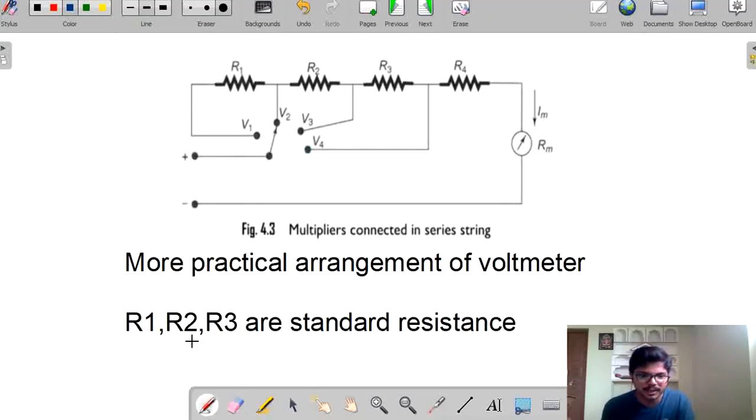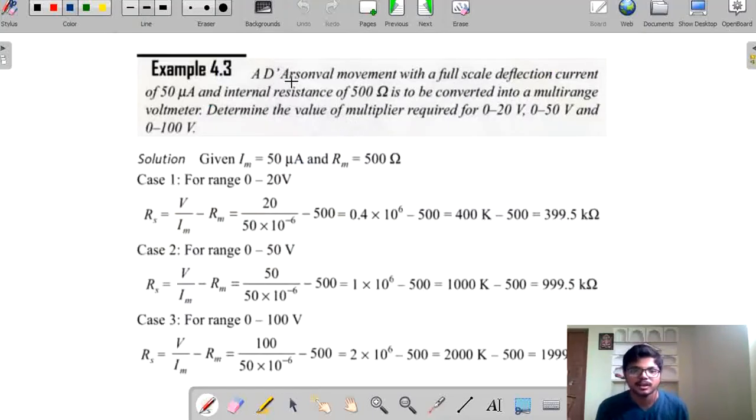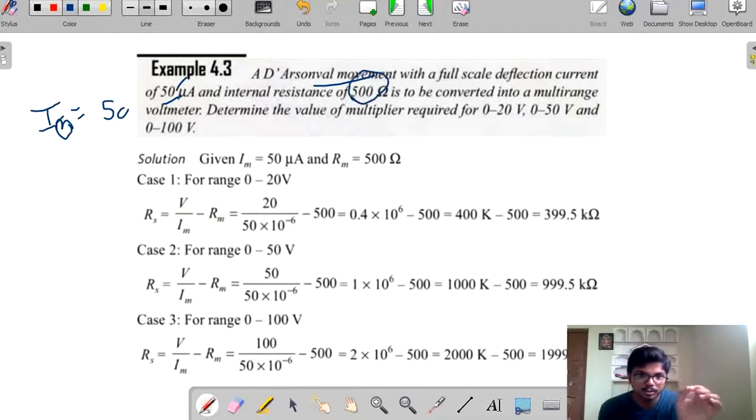See, this concept I will explain with a problem so that you will get more clarity. Here, my movement has a full scale deflection current of 50 microamperes. I have already said that if anything is the movement, we indicate it with M. They have given Im as 50 microamperes and the internal resistance Rm as 500 ohms. It is to be converted into a multi-range voltmeter. Determine the values of the multiplier. I have already said what is meant by multiplier: it is just the resistor value required for 0 to 20, 0 to 50 and 0 to 100.